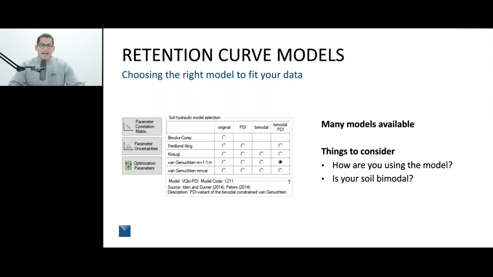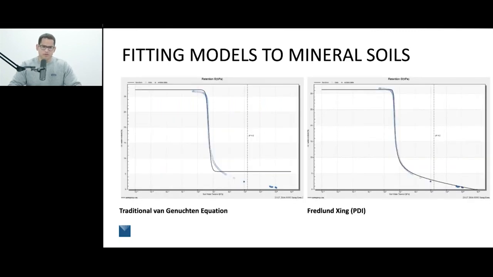One is, how are you using the model? Is your soil bimodal? Do you see that bimodal behavior that's similar to what we showed before? You need to understand some of those things, but also there might be limitations on which models you can use for your tools. So that is also something to think about. But I wanted to show a couple examples of two different soil types and how some of these models fit those soils and how we chose the right model to best describe the behavior of that soil moisture release curve.